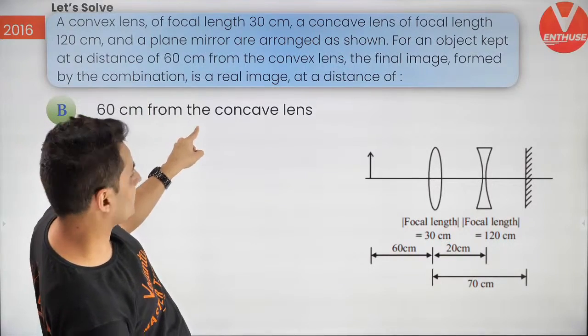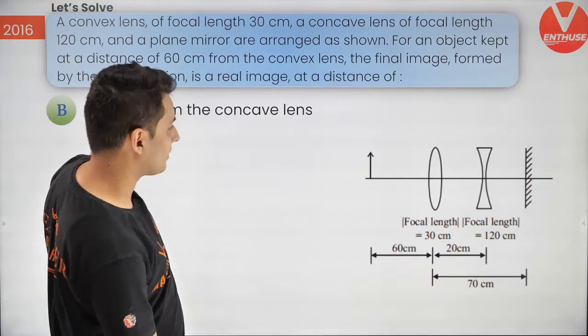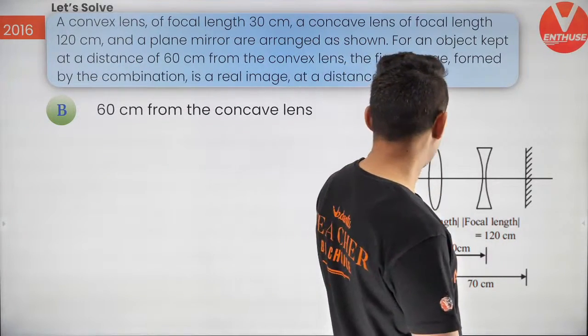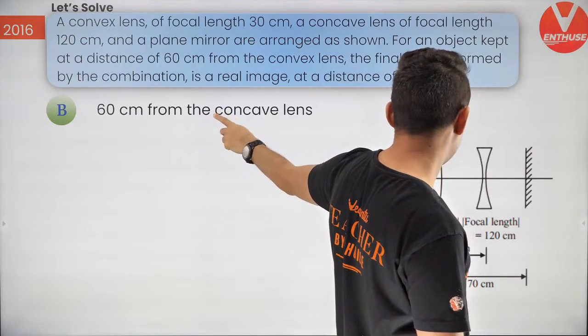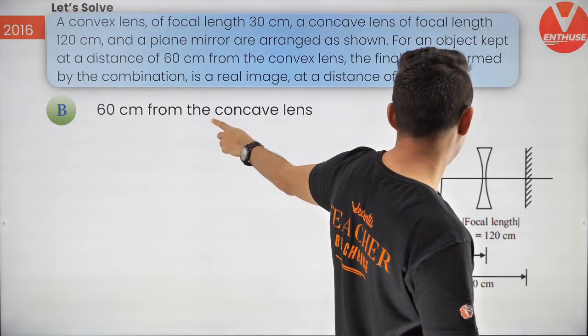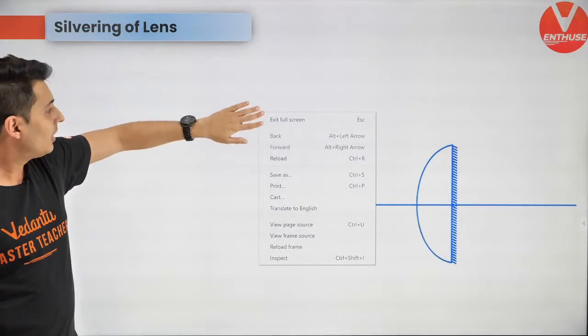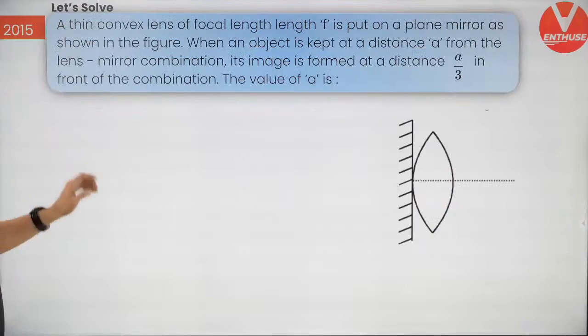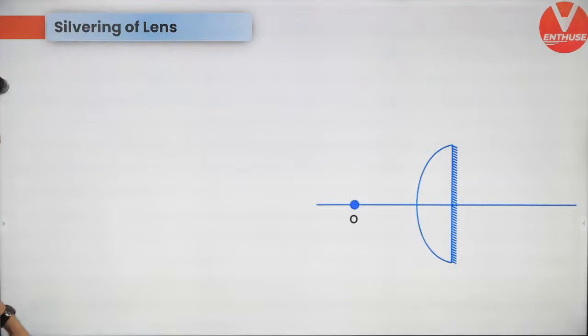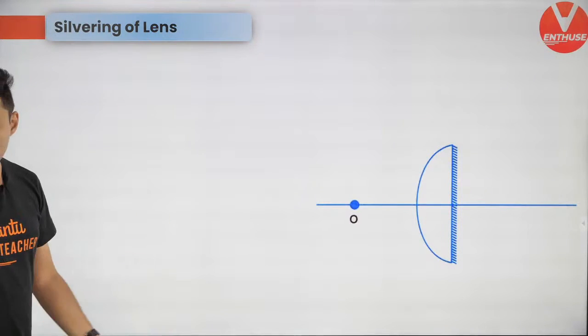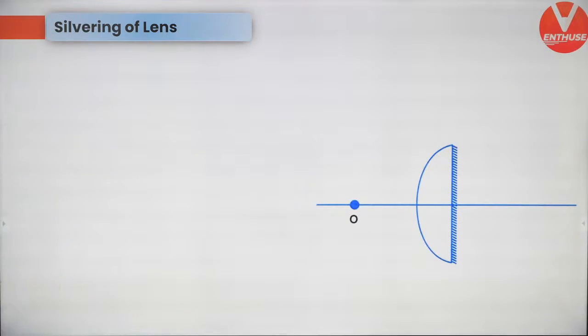concave lens. I think this is wrong. This should have been the convex lens. It should not be concave, guys. This should have been the convex lens. Cool. Convex lens, my bad. I hope this is fine. Cool. Let's get going with the next question then.